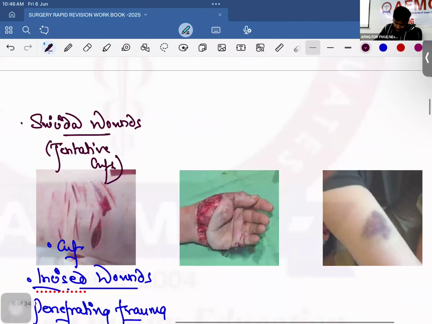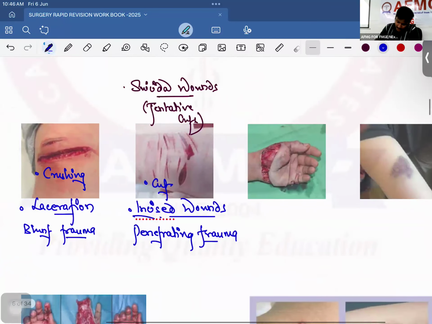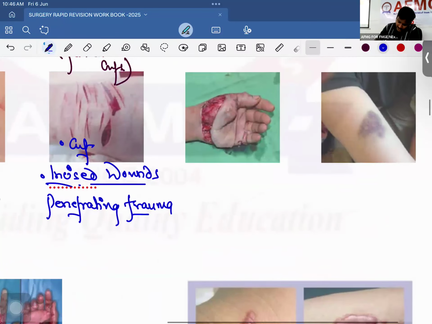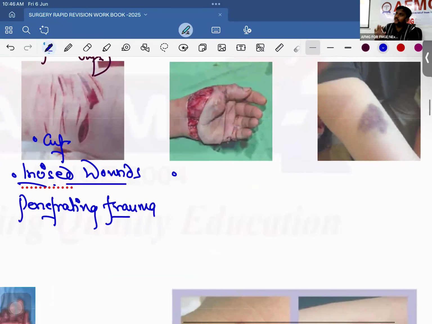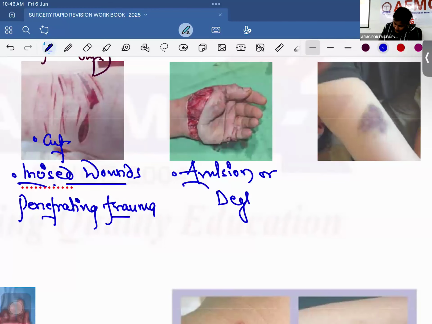Next important is this over here. What is this? Very good. Here you are able to see, beta, that this wound which is there, here there is separation of the skin from the underlying structures, and this is called the avulsion wound, also called degloving injury, beta. This is known as an avulsion or a degloving injury definitely.